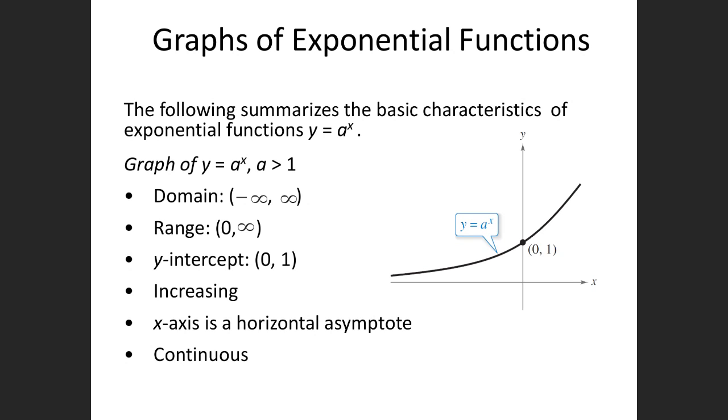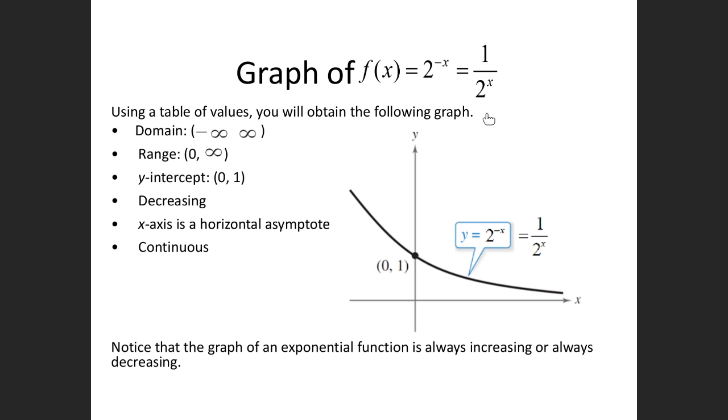Our function that we looked at before had a positive x. It was increasing. Now, if we have a negative exponent, we're going backwards, right? We are decreasing. It's the opposite. So let's look at its characteristics.